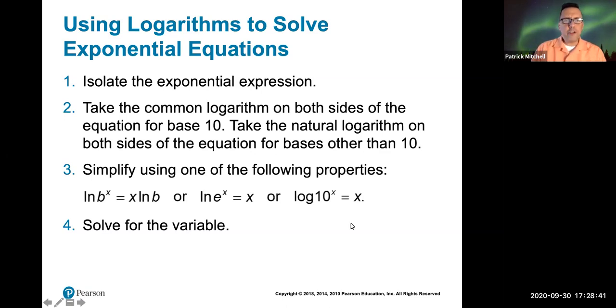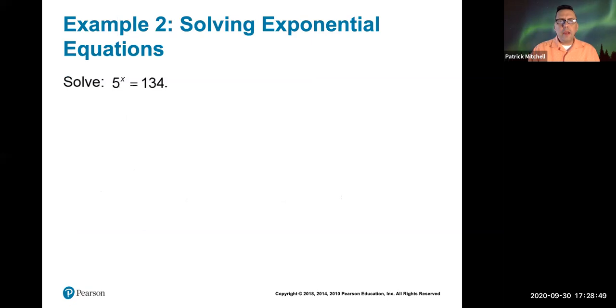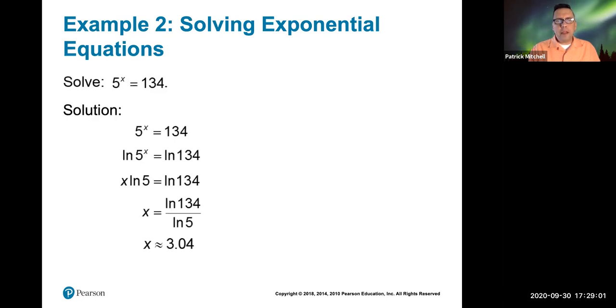And once you have applied all those steps, you should get an equation that you already know how to solve, linear, quadratic, whatever. All right, so this is a good example to start with. I have no idea how to write 134 as a power of 5. So what we're going to do instead is start with 5 to the x equals 134. We will take natural log of both sides. I could have used common log.